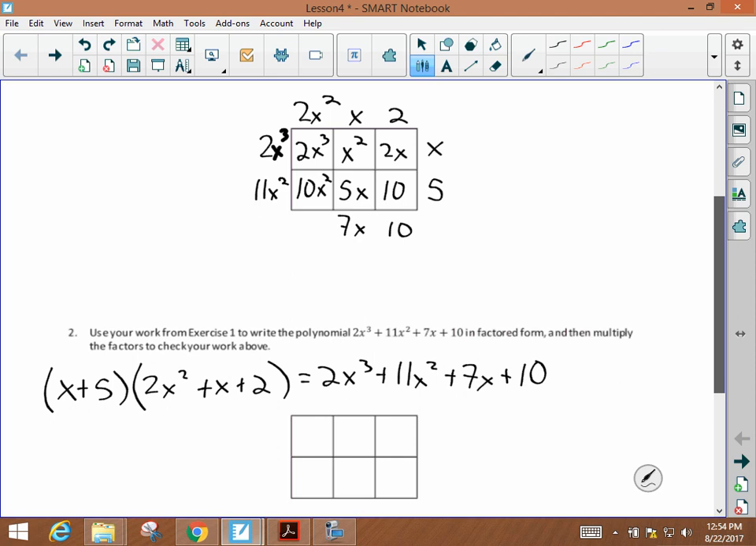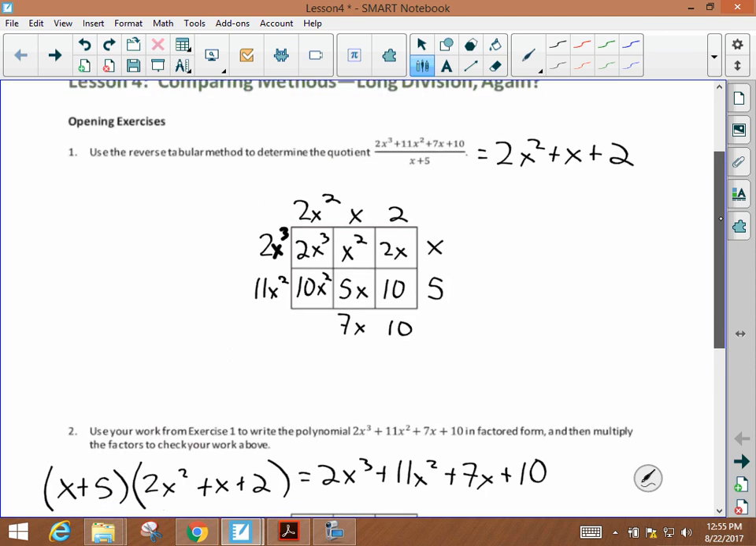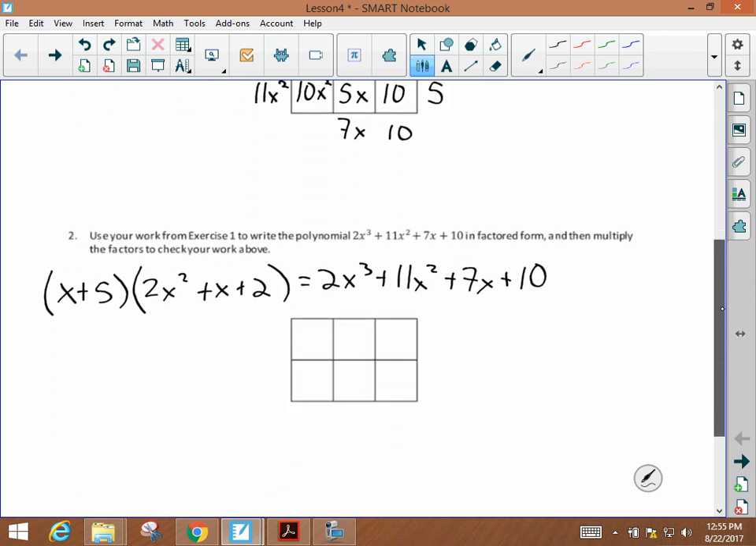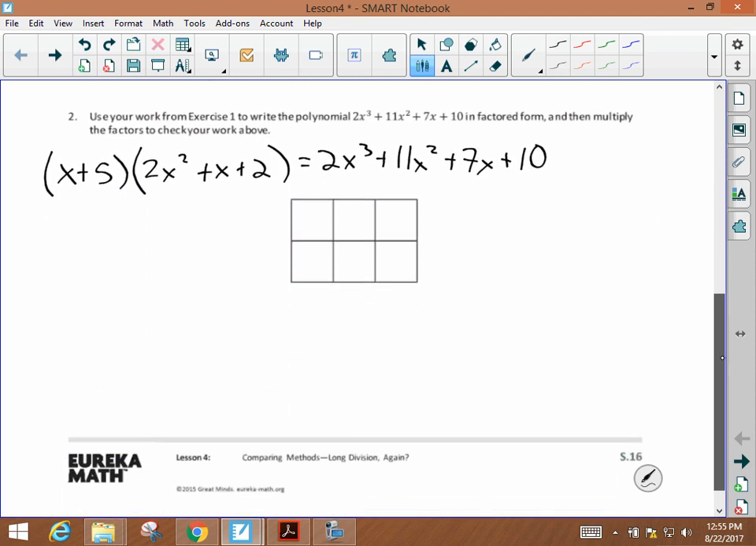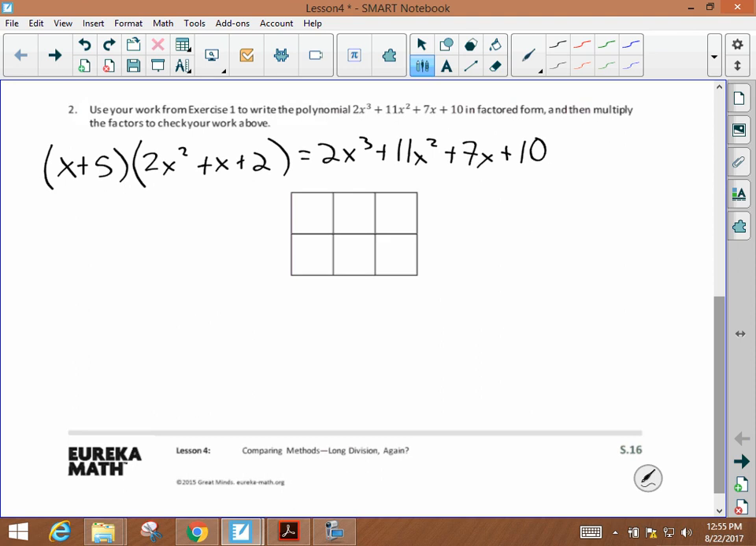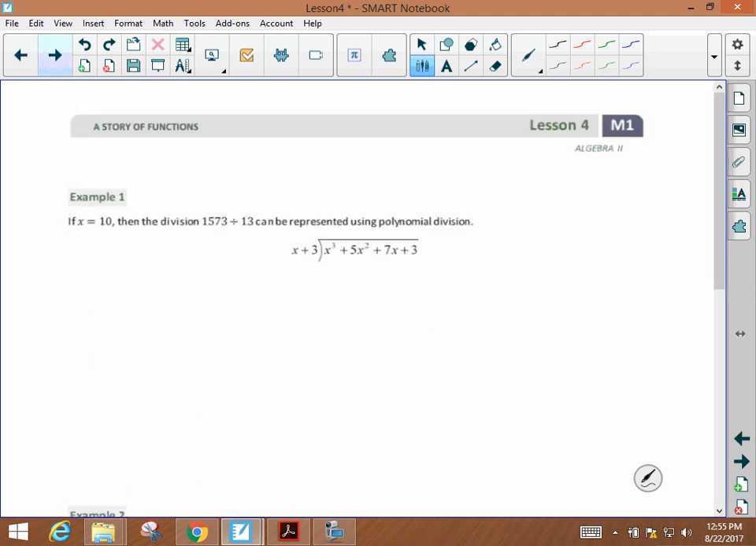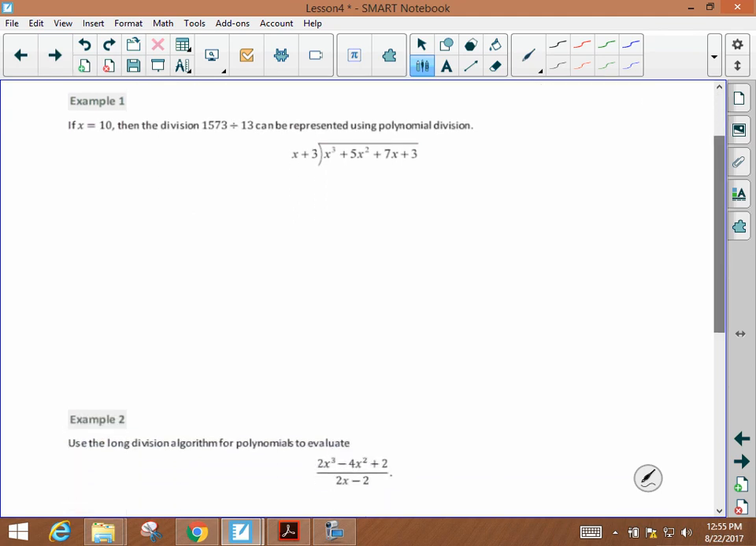All right, so we were able to divide to actually find the factor form of the polynomial 2x cubed plus 11x squared plus 7x plus 10. Fantastic. Let's not actually multiply that thing out using the tabular method. Let's continue on and just get to the meat of lesson 4. And this is the meat of it right here.